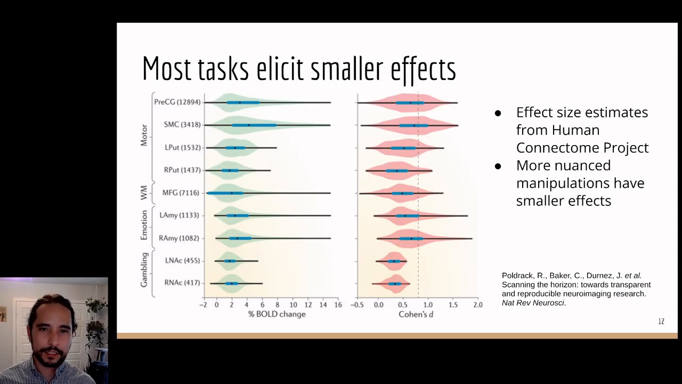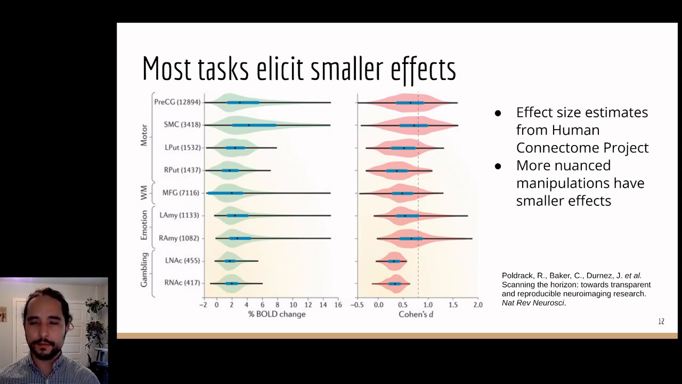The next question is, what do real effect sizes look like? Do we have very large effects in cognitive neuroscience, or do we have smaller effects? They estimated real effect sizes using the Human Connectome Project, which is a very well-powered study, so we can get a better estimate of what the true effect sizes for different tasks are. The strongest effect sizes here at the top, for motor tasks, have a Cohen's d under 0.75. So that means that even for very strong effect sizes, we're still underpowered.